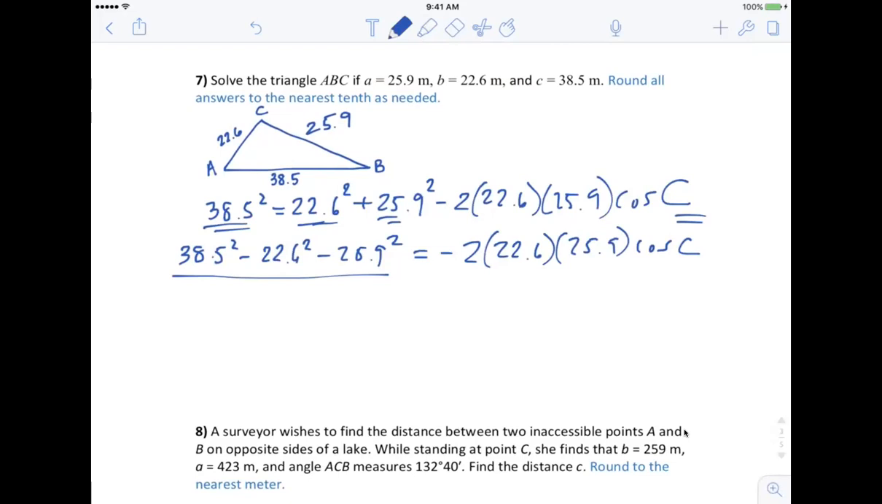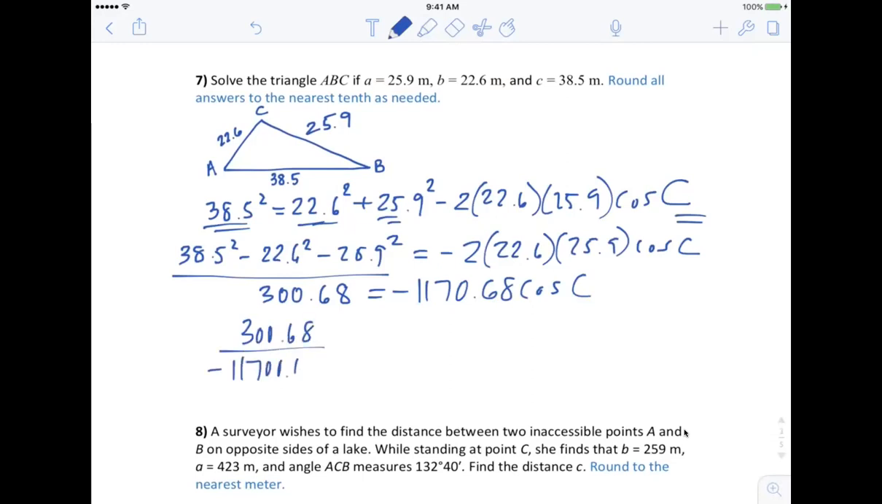If you calculate all that out, that's 300.68. And then I'm calculating the other side, negative 1170.68. Okay. Now let's try to solve for cosine C. I'm going to divide 300.68 by that negative 1,170.68 number, and that equals cosine C.